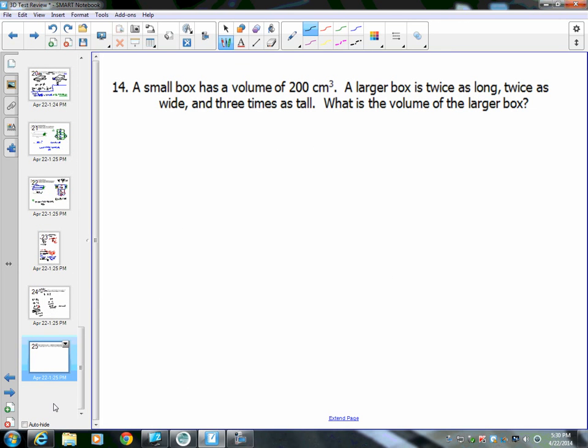Next question, number 14. I do believe this is the last one. It says a small box has a volume of 200 centimeters cubed. A larger box is twice as long, twice as wide, and 3 times as tall. What's the volume of the larger box? So what's happening here? The length has been multiplied by 2, twice as long. The width has been multiplied by 2, twice as wide. And the height has been multiplied by 3, 3 times as tall.